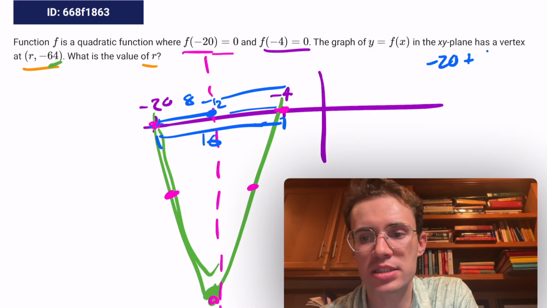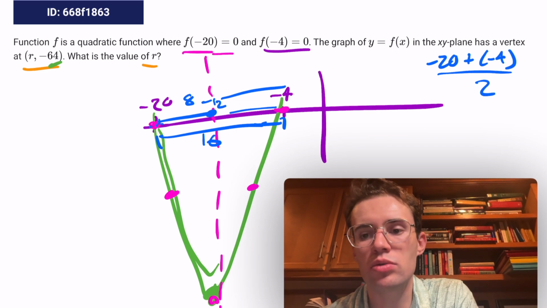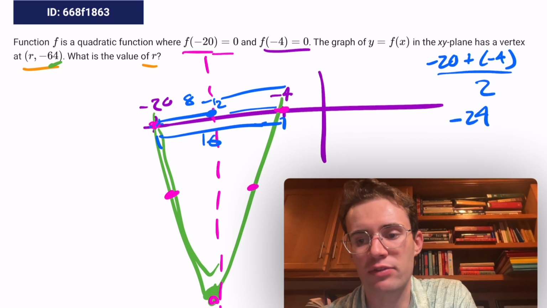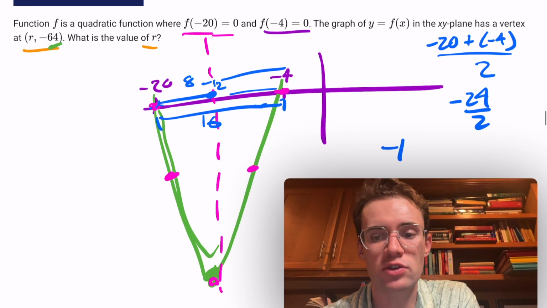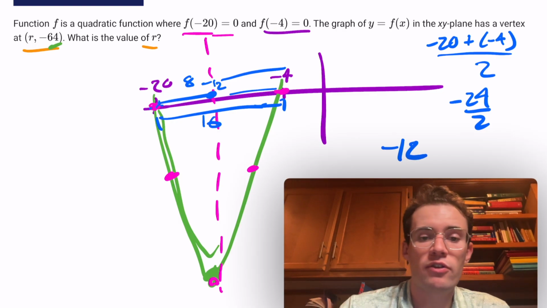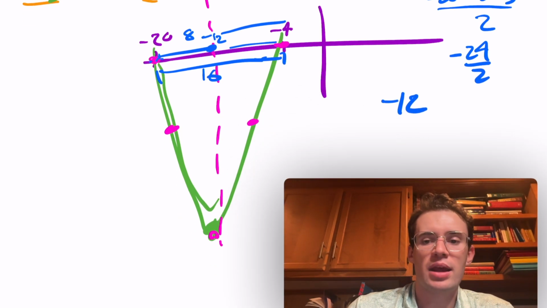So -20 plus -4 over 2. -20 plus -4 is -24. If you divide that by 2, it's -12. So either way, you'll get -12 for that axis of symmetry there, that midpoint.